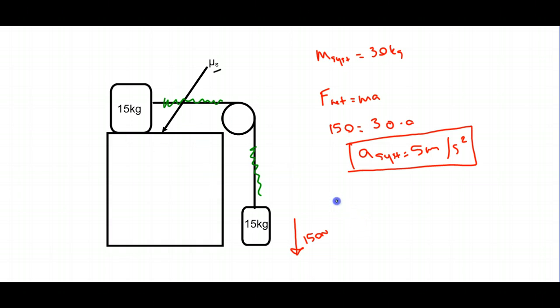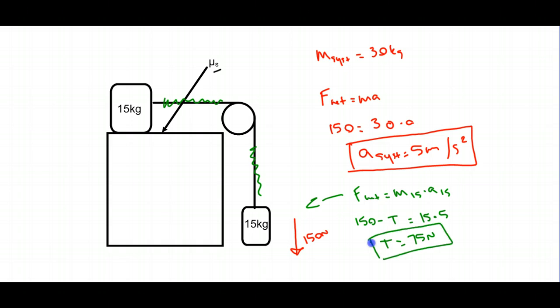Alright, so if we look at this object here, we get that F net equals mass of the 15 times A of the 15. F net is going to be 150 minus tension, which will equal 15 times 5. So tension will equal 75 newtons. Alright, so the tension in the cord will be 75 newtons when this system accelerates. So the result is that then we can see what happens when this accelerates.